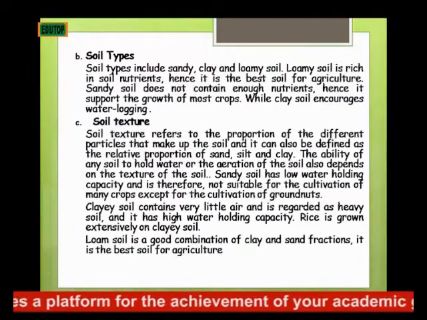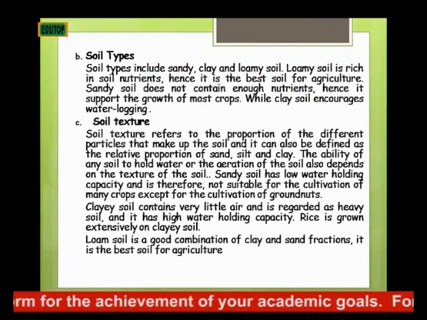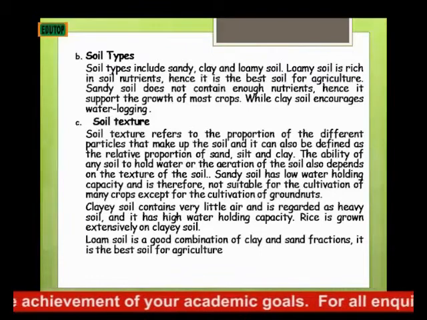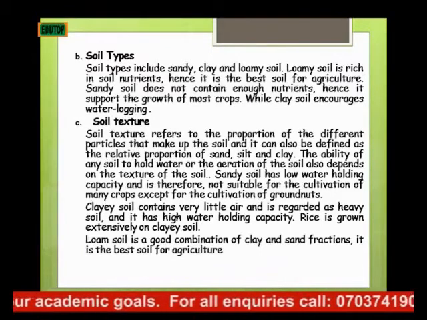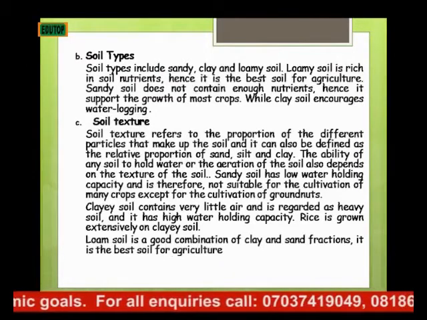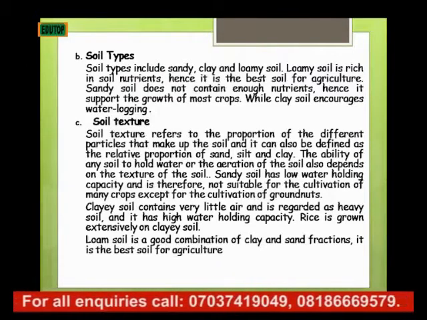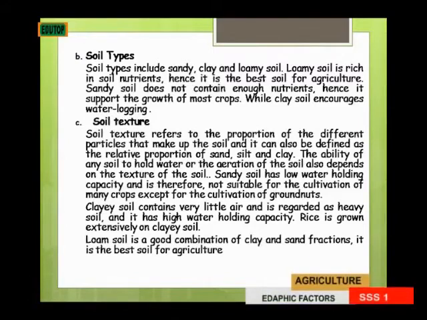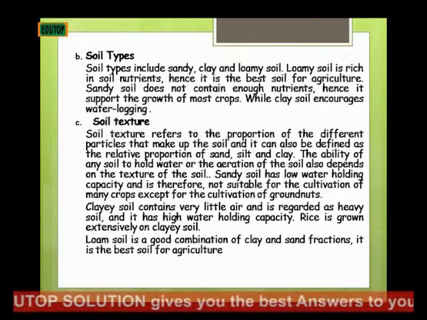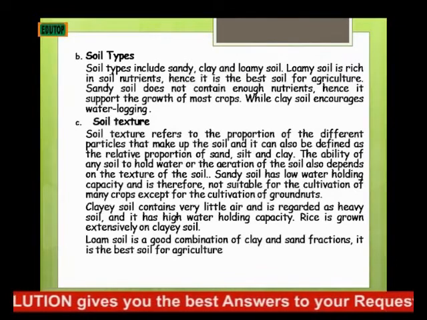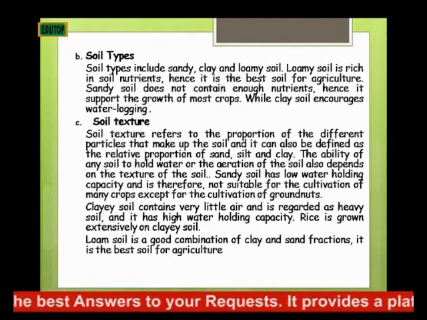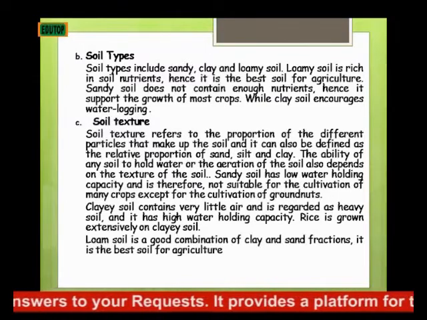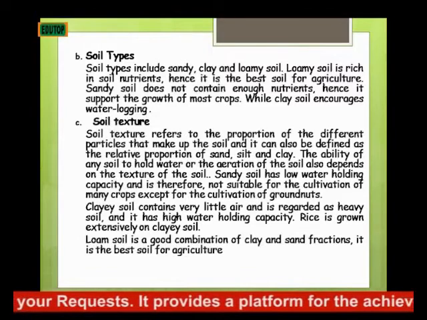Then we have soil texture. The soil texture refers to the proportion of different particles that make up the soil, and can also be defined as the relative proportion of sand, silt, and clay in the soil. The ability of any soil to hold water or the aeration of the soil also depends on the texture of the soil. Sandy soil has low water holding capacity and is therefore not suitable for the cultivation of many crops except groundnuts.